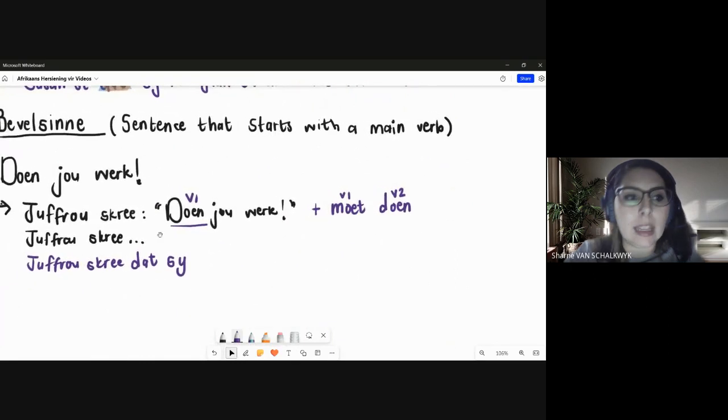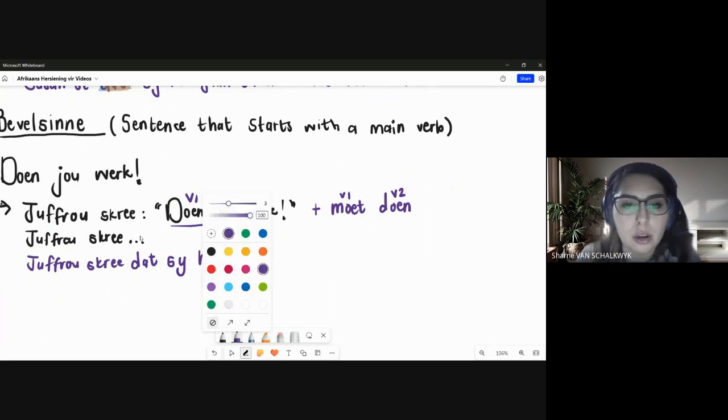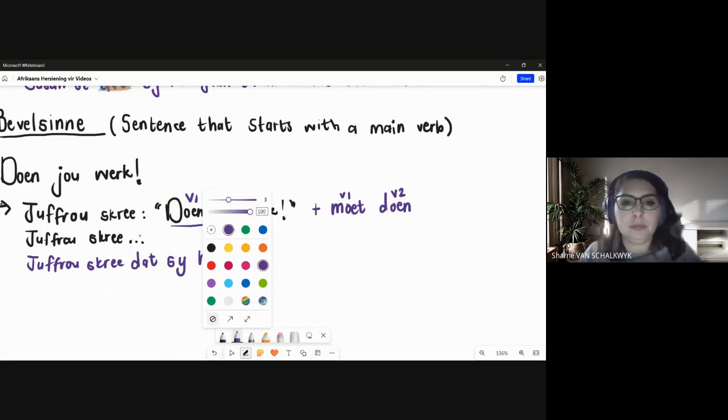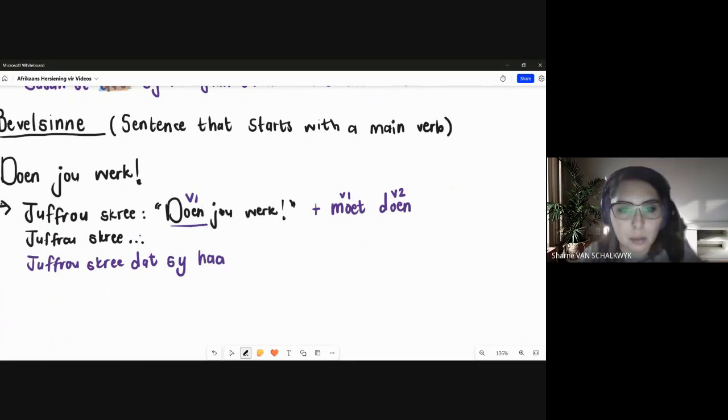So again, think of English. It says, teacher shouts, do your work. Picture of a teacher shouting at a girl in class. The teacher shouts that she must do her work. So in English, you'd want to add that she. So you do that in Afrikaans as well. And then we add dat sy haar werk, because according to the pronoun list that I gave you at the beginning, dat sy haar werk moet doen.